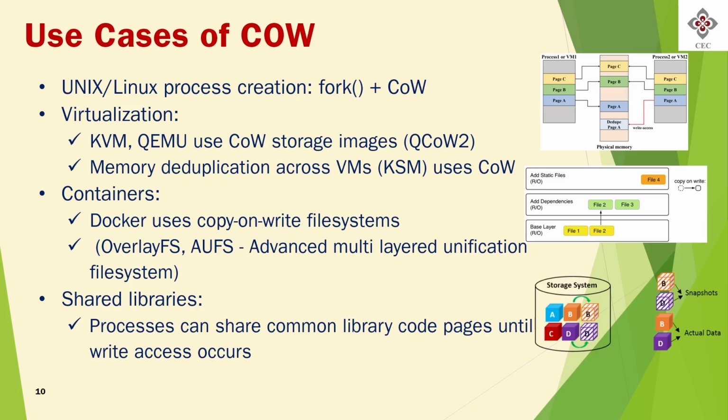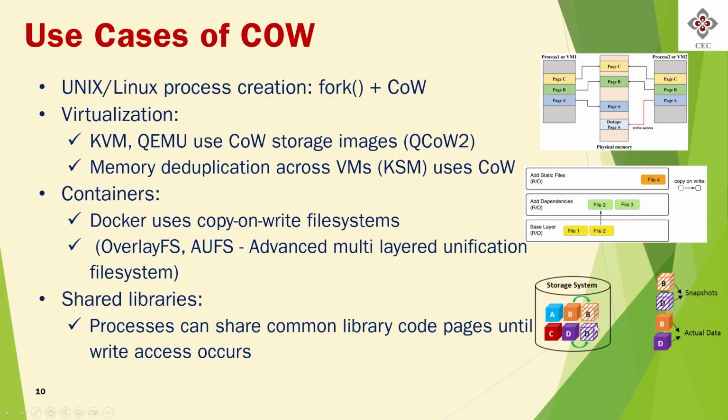Again, it plays a major role in containers where you use Docker. It uses copy-on-write file systems. The best examples are OverlayFS and AUFS. It is an advanced multi-layered unification file system where the lower layer prevents writing, whereas we can have an overlay upper layer which enables writing. So, these kinds of packages can use copy-on-write as a better alternative. Then we can use this for shared libraries. Processes can share common library pages until write access, which we already discussed.